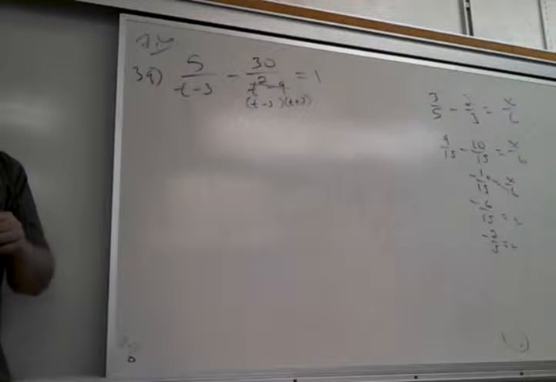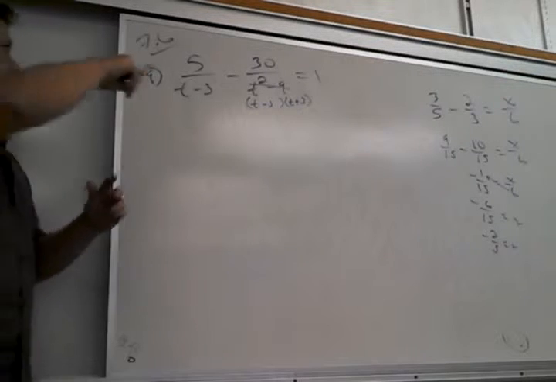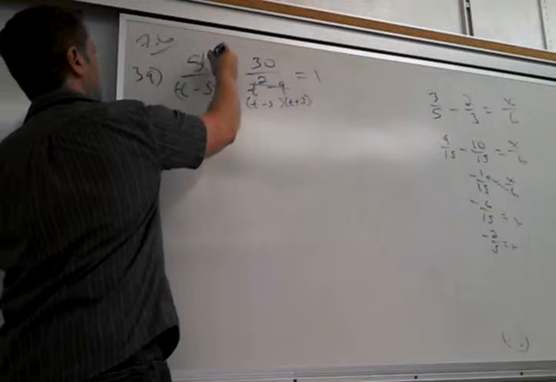Get a common denominator. Multiply by t plus 3 on the left. Good, so he needs a t plus 3.